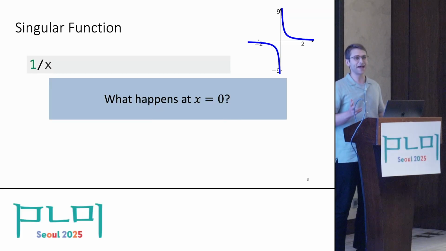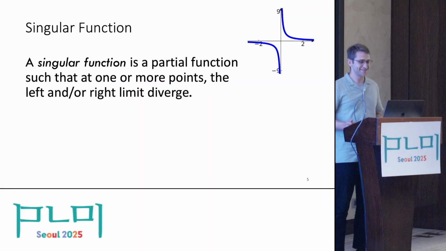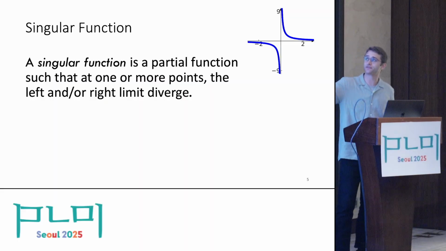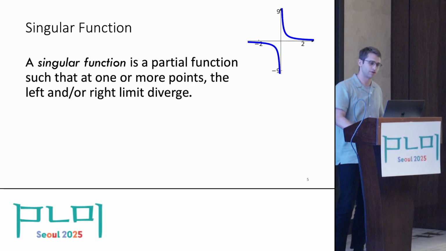We might ask what happens at x equals 0. And we get the famous divide by 0 error. And 1 over x is an example of a singular function, which is a partial function such that at one or more points, the left and or right limit diverge.